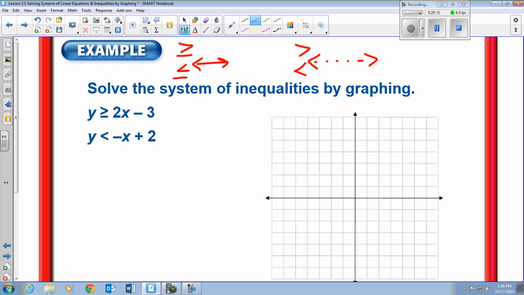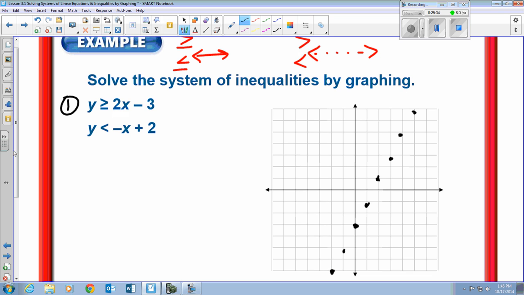So the first equation is pretty easy. What's my y-intercept? -3. 1, 2, 3. There's my y-intercept. What's my slope? Up 2 over 1, up 2 over 1, up 2 over 1. There's my equation. Now, I have y alone, so if I have y alone, I don't necessarily have to do a test point.